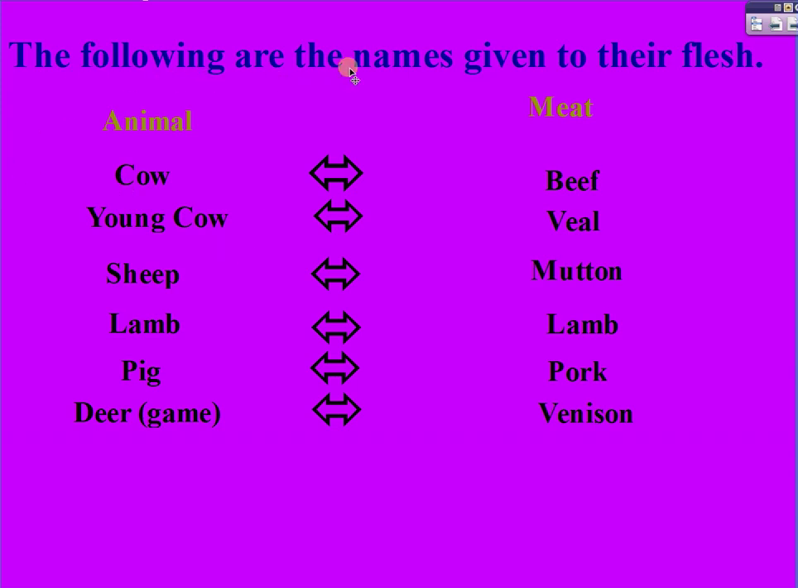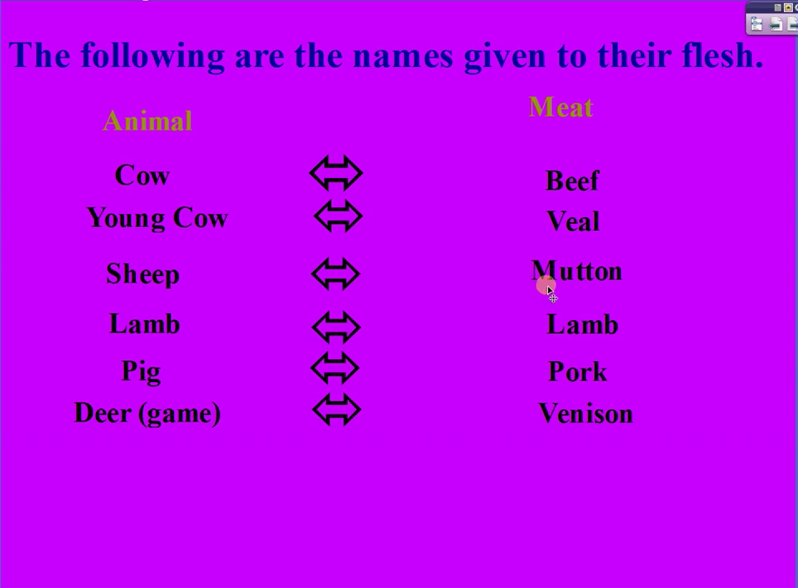The following are the names given to the flesh of animals. The first one, we have cow. When cows are killed, the name given to the meat is beef. I said it before. And then we have young cow. The name is veal.